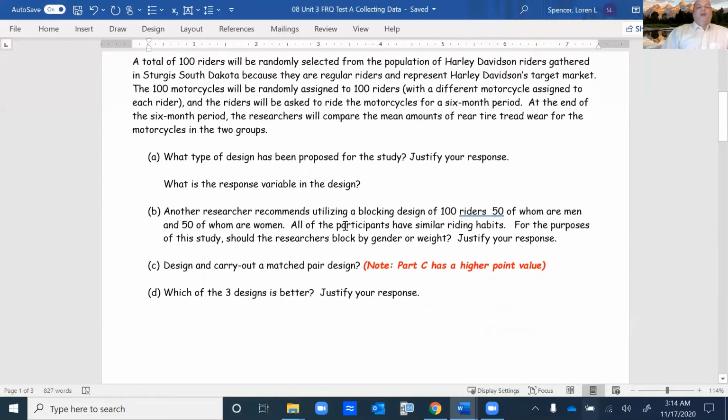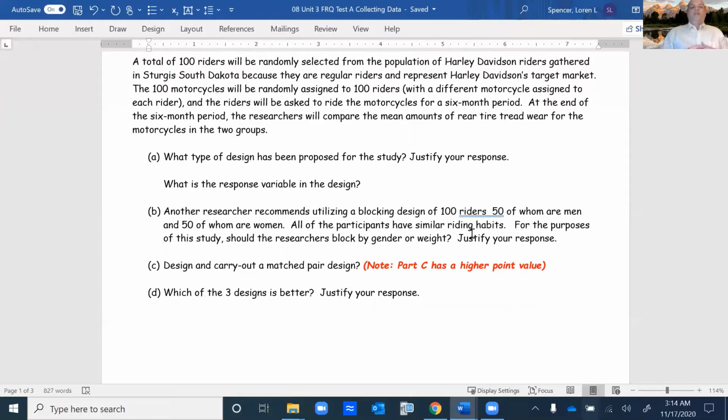Another researcher recommends using a blocking design of 100 riders, 50 of whom are men and 50 of whom are women. So we have 100 riders, and we're going to have 50 men and 50 women. All of the participants have similar riding habits. That's a very important statement. By telling us they have similar riding habits, we can generally surmise that there's not a difference between the men and the women because they're all similar.